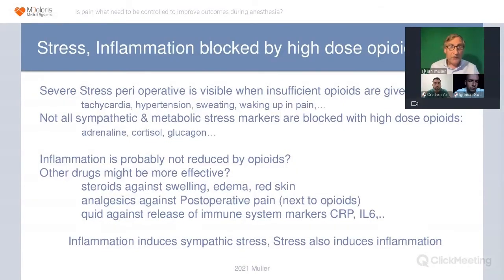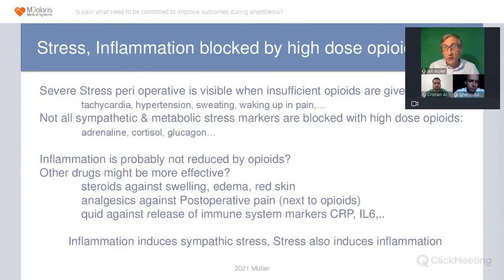Well, here we can say a severe stress period is visible when insufficient opioids are given, but inflammation is probably not sufficiently reduced by opioids. We have other drugs for that. We might think about steroids against swelling and edema. Opioids are not doing anything on that. Against postoperative pain, opioids are also not always sufficient.